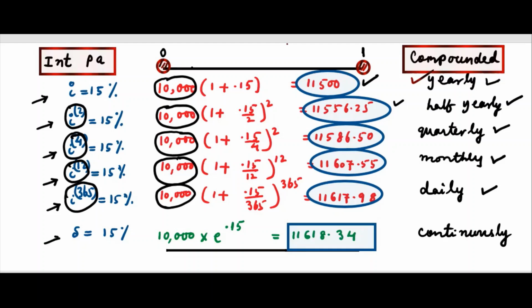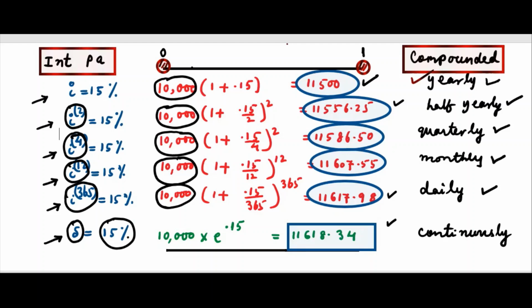Now come to this one. This is what we discussed in the last class. Delta is 15%. This is continuously compounding. The rate is 15% nominal, and your money is continuously compounded. How many times will your money be compounded? It's infinite actually. In that case, you are getting 11,618.34.